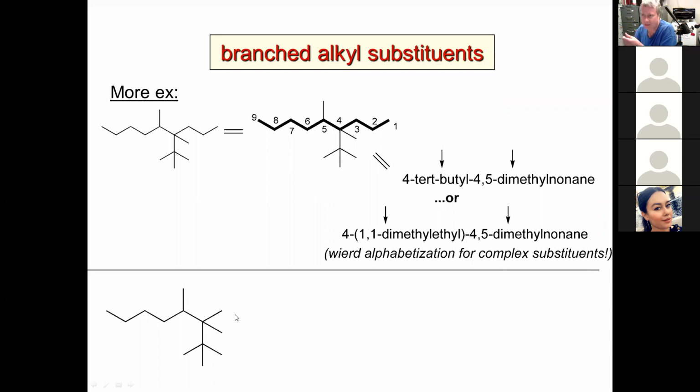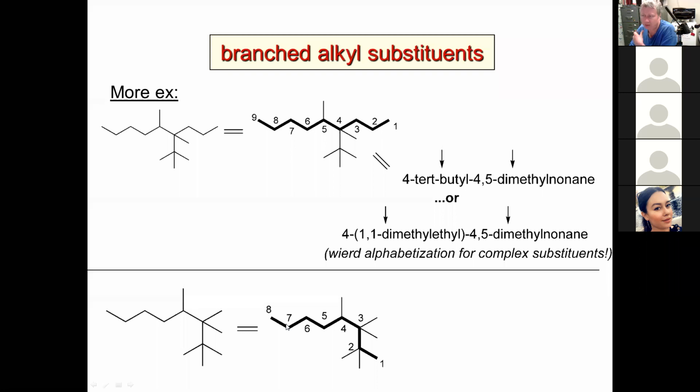You have to find the longest chain first. There's our longest chain. And even though this looks kind of like a tert-butyl, it's not, because if we go through the longest chain, this is just a whole bunch of methyls on the chain. This is a trick question almost. There are no tert-butyls here. That looks like a tert-butyl, just like this is a tert-butyl, but this is not a tert-butyl.